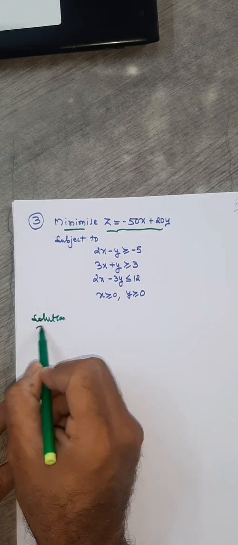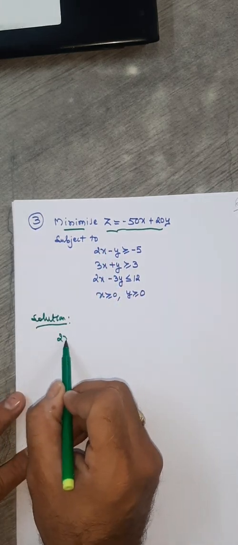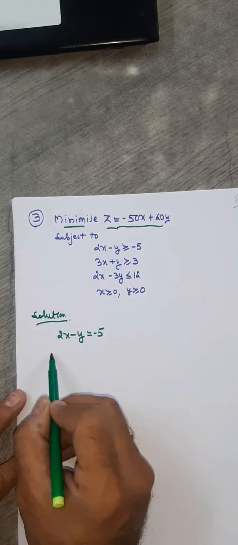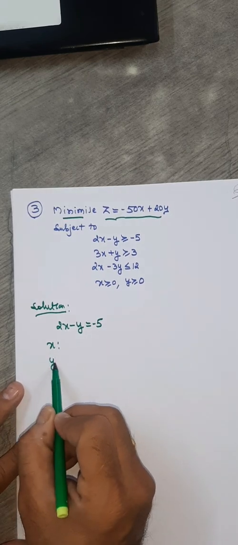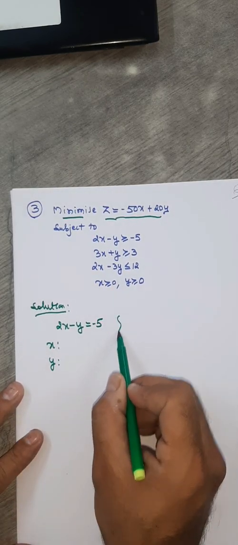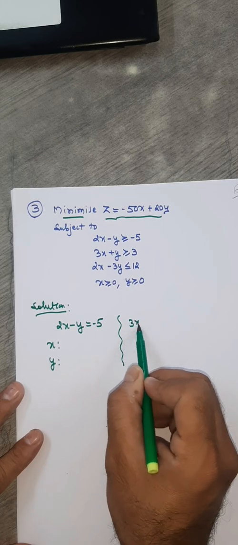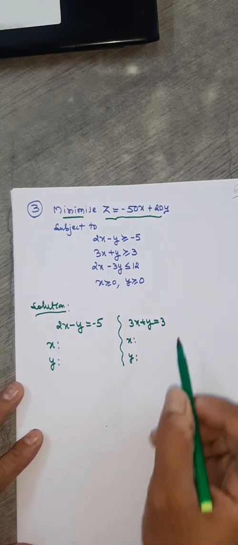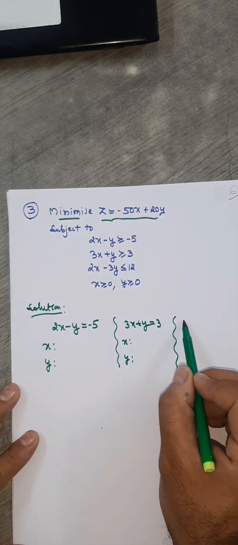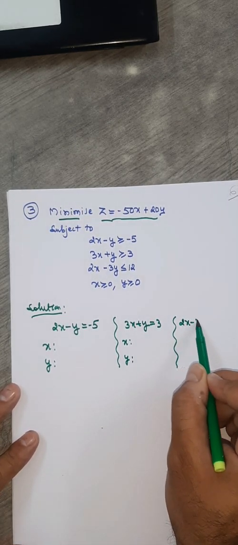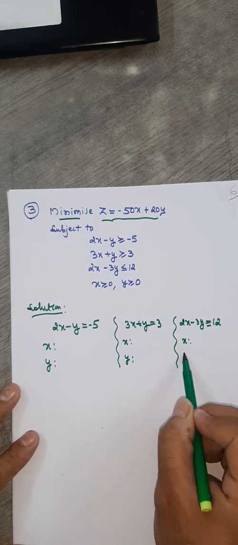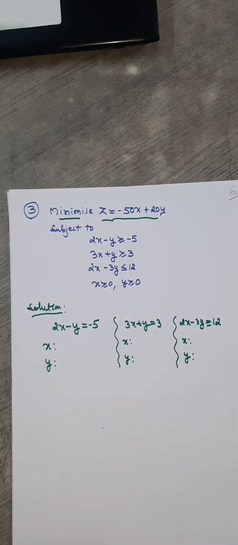Let me show you. So first inequality, 2x minus y equals to, you can write minus 5, and you can prepare the table like this. We used to do such things in 11th standard. Second inequality, 3x plus y, I'm writing equals to 3, here x and y. Third inequality, here 2x minus 3y equals to 12, x and y. Okay, now for x and y normally we select 0, so it becomes easy.